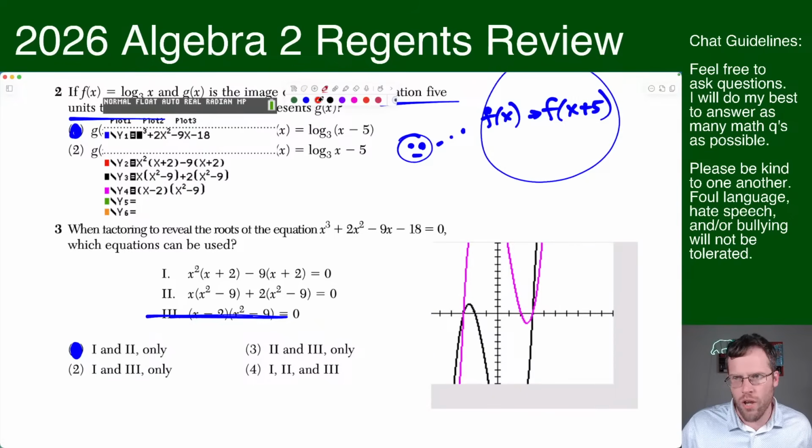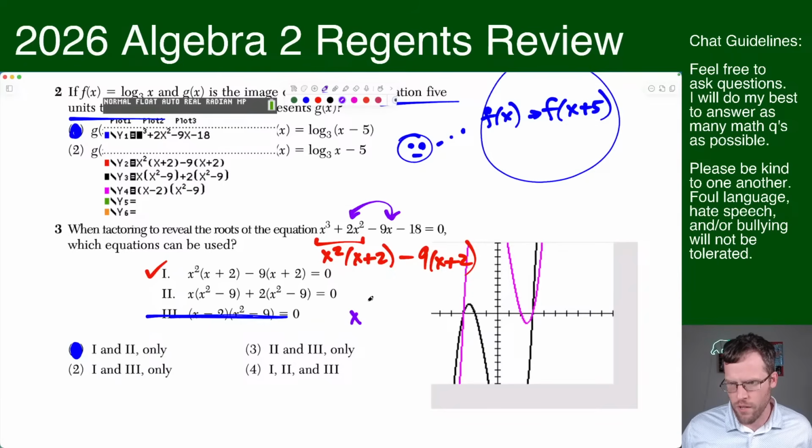All right, so that's how we do this. If you're like, wait, I want to actually understand this, well, you could factor by grouping. You could say x squared times x plus 2 minus 9 times x plus 2. And you see how this matches Roman numeral 1? So this is why this works. And then for Roman numeral 2, what they did is they switched these. Actually, they didn't switch those two. They switched these two. So they went x to the third minus 9x and then plus 2x squared minus 18. And they factor by grouping again. So you get x squared times x minus 9.